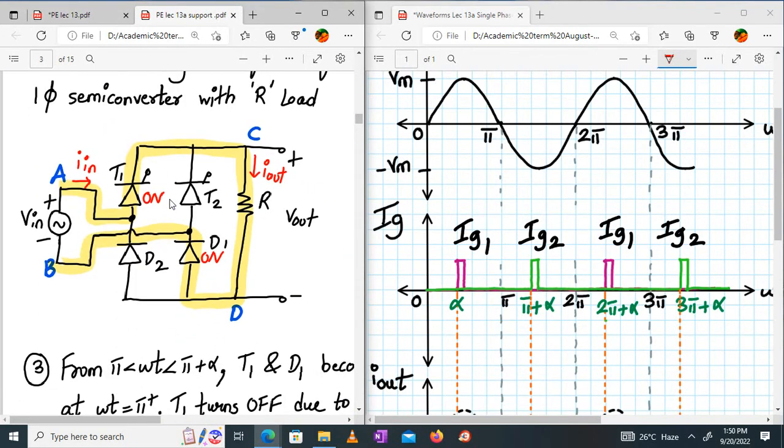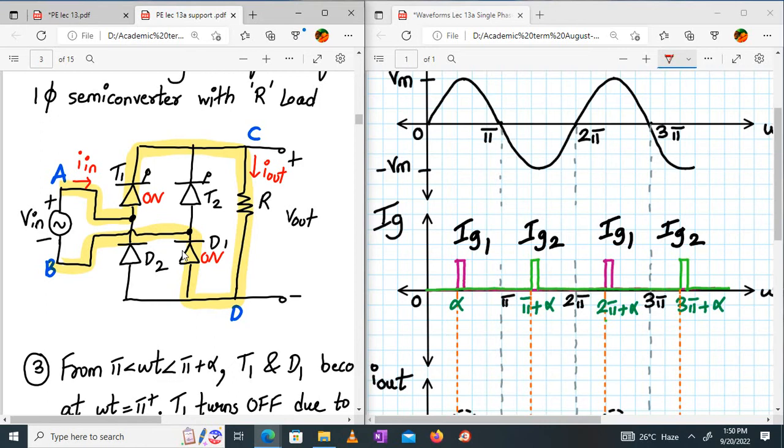Understood? T1 is on, D1 is on. And how will the current flow? I have marked A, B, C, D also. So how will the current flow? Current flows from A, then T1, C, R load, D, D1, back to B. This will be the path of current. So current will start flowing and output will be equal to the input. Why? Because if SCRs are turned on, they behave as a short switch. So directly your input will be connected to the load via SCR T1 and diode D1.